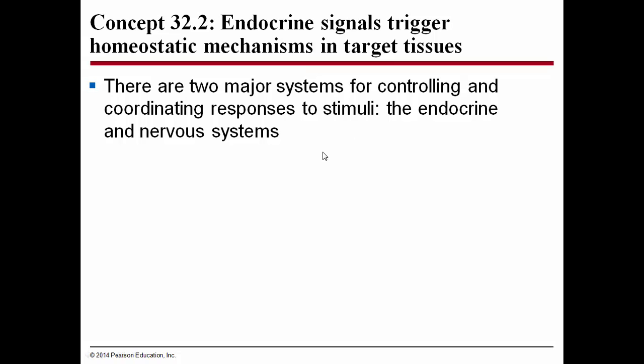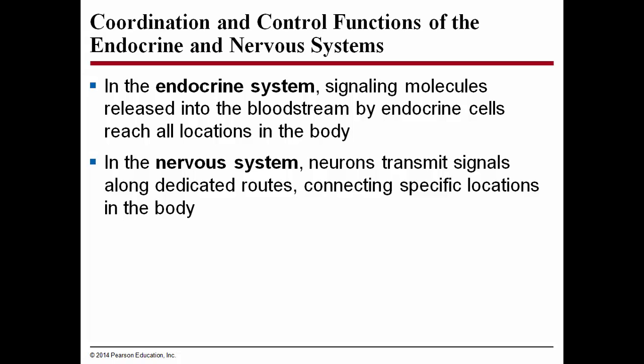The endocrine signals trigger homeostatic mechanisms in target tissues. There are two major systems for controlling and coordinating responses to stimuli: the endocrine and the nervous system. In the endocrine system, signaling molecules released into the bloodstream by the endocrine cells reach all locations of the body.